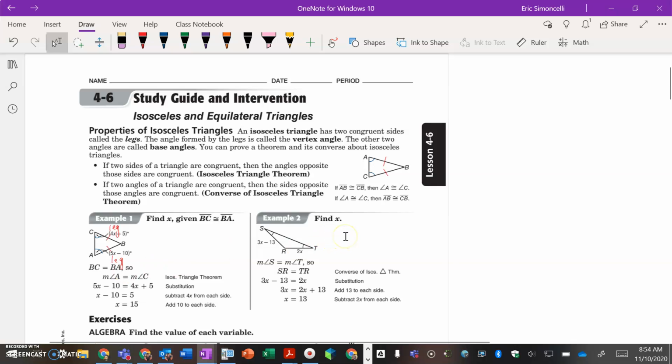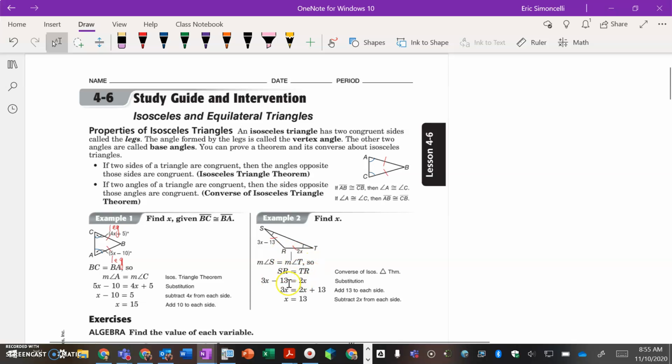Example 2, find x. So we see our picture. Now, we are not told word-wise what is true. We see in the picture, however, angle S is congruent to angle T, which should be obviously the converse of the isosceles triangle theorem, which tells us that if the base angles are congruent, then the sides opposite those angles are also congruent. In other words, side SR is congruent to side TR.